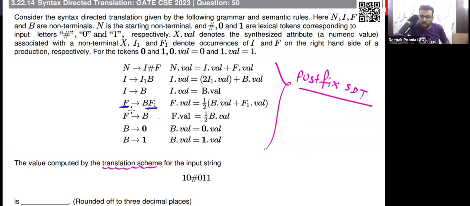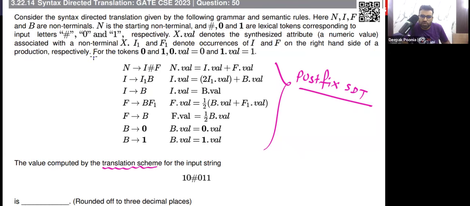Here also we have F. Now, which F am I talking about? Which F are we talking about? To differentiate between these two F, we are using this subscript 1. You can see here that I1, F1 denote the occurrences of I, F on the right hand side of the production.